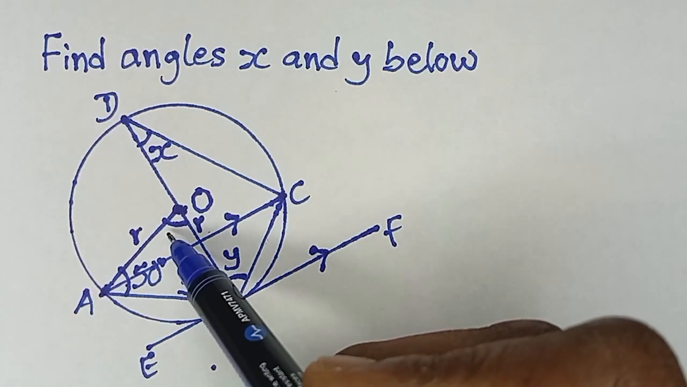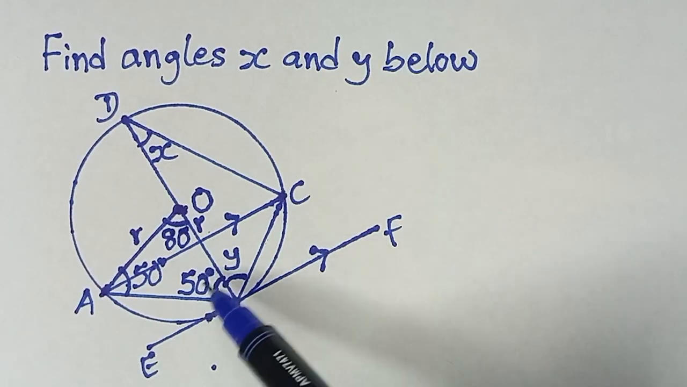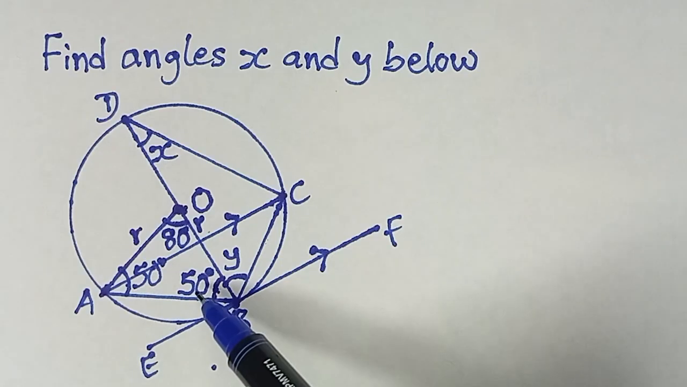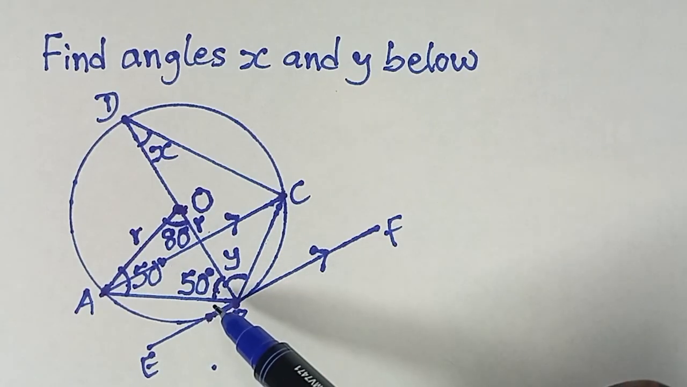So that means this third angle of the triangle is equal to 80 degrees because the sum of angles in a triangle add up to 180. 50 plus 50, 100, plus 80. That will give us 180.